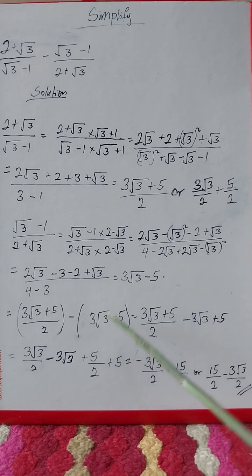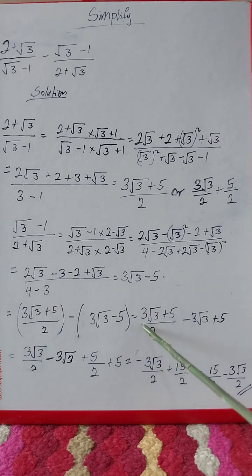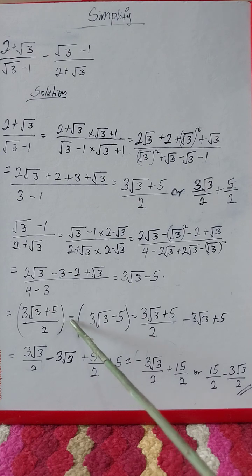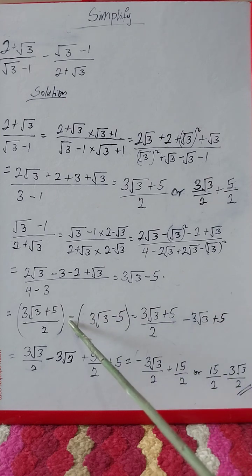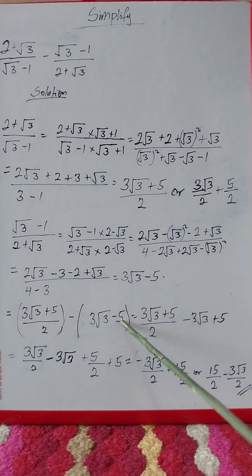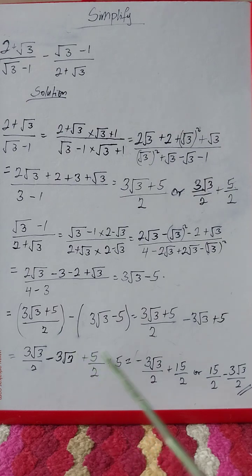So we expand the bracket here. Negative times 3 root 3 gives you minus 3 root 3, plus this negative 1 times the negative 5 here, which gives you a positive 5. So we add the like terms here.